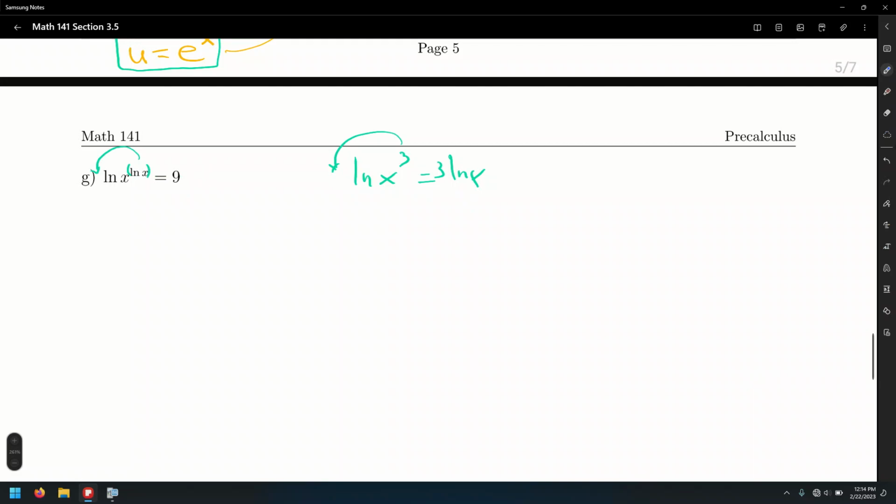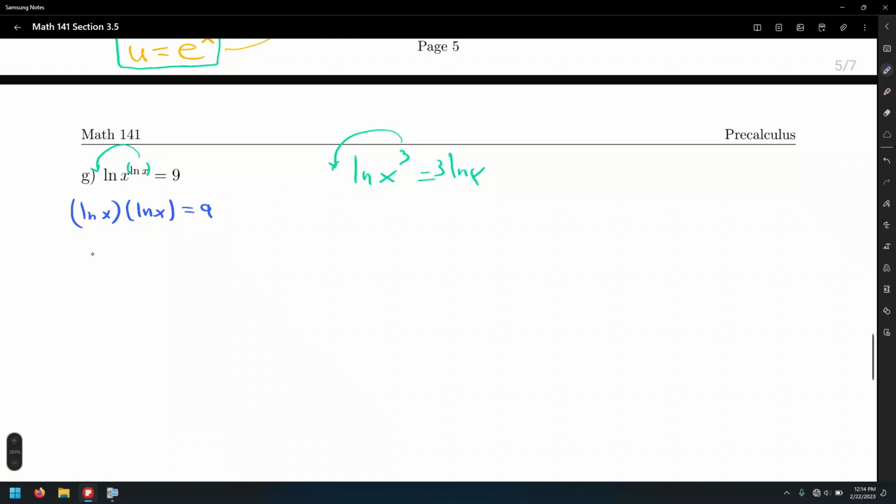And well, what are we going to have? We're going to have ln of x, open and close parentheses, times itself, ln of x equals 9. Okay? And so in this case, a quantity multiplied by itself, isn't it the same as saying the quantity ln of x, quantity squared, and that equals 9.